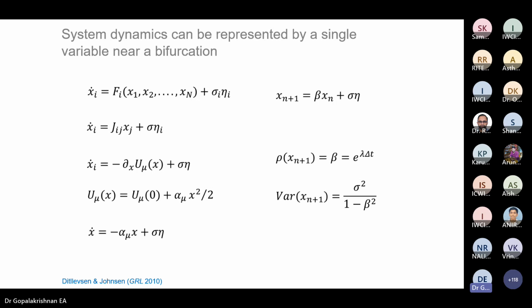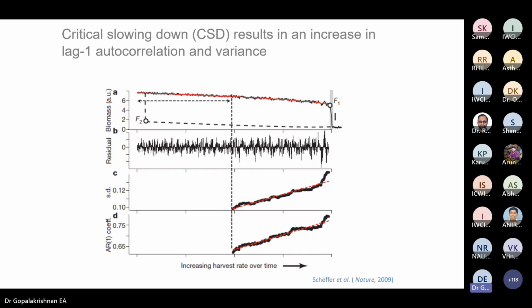By similar arguments, your variance can be proved to be sigma square over 1 minus beta square. And when your beta is approaching 1, your variance also starts increasing. That is the idea. So this is the mathematical explanation why the variance and autocorrelation are increasing. And now you could actually record a time series. If you calculate the autocorrelation and variance of the time series before the transition, then you can see, look at this picture, the original transition is happening at a point F1.